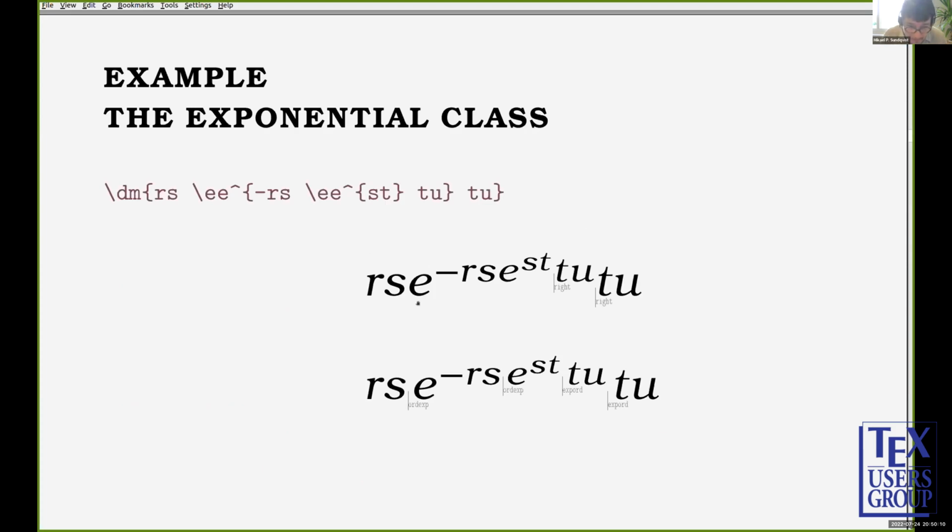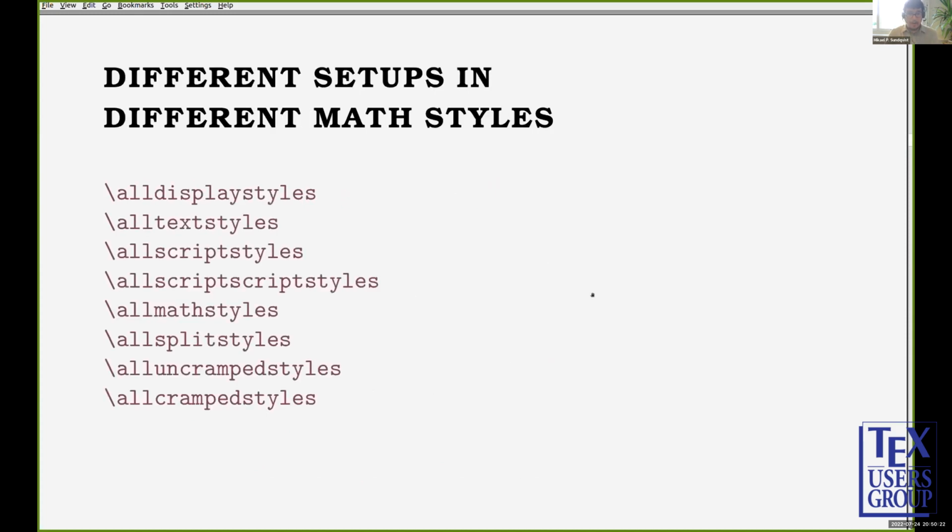One could think here that maybe the tiny muskip is okay in the first case here, but not in the exponential. Maybe one wants a smaller one here, and that's also possible. So I used all math styles there, but there are different ones to choose between: all display styles, all text styles, all script styles, and so on. All split styles, that's display style and text style, and all script style, which sets the spaces in the script, so to say.